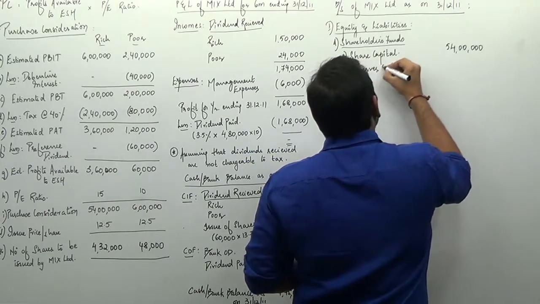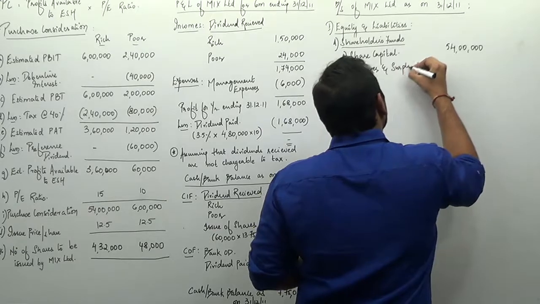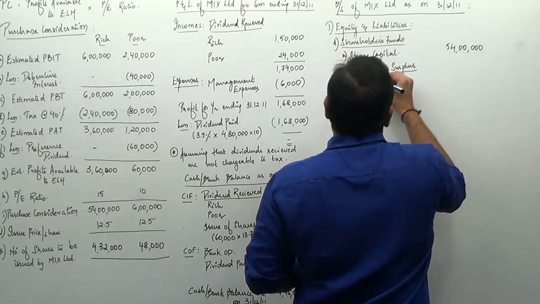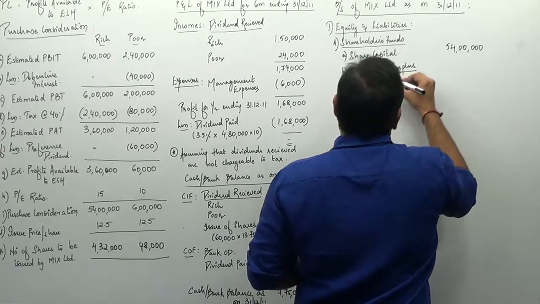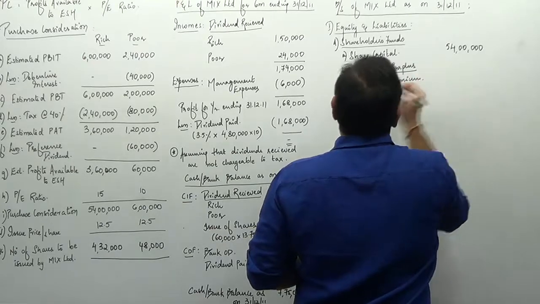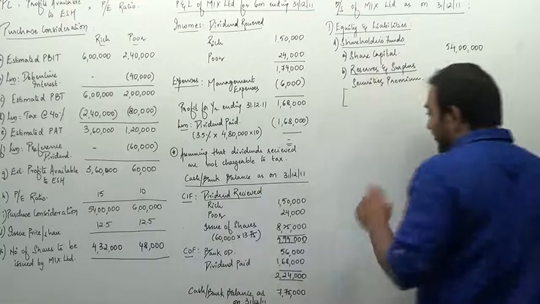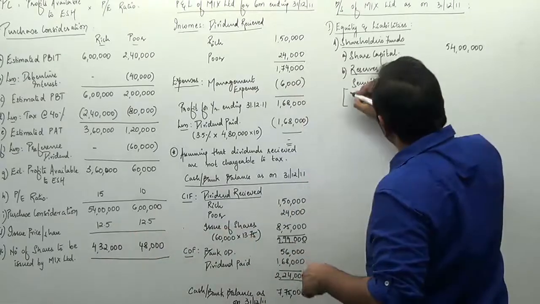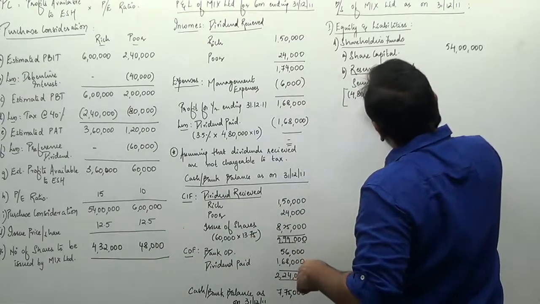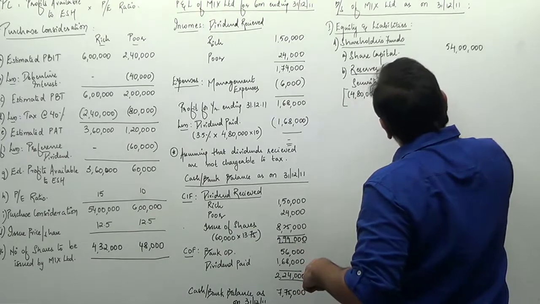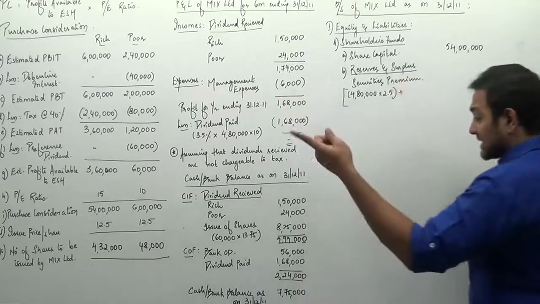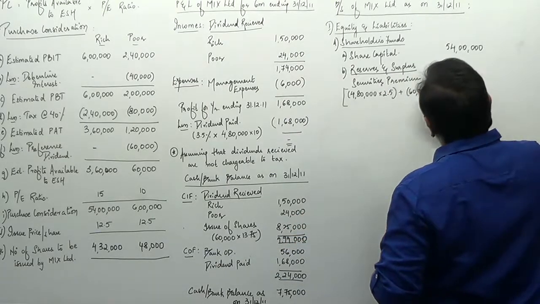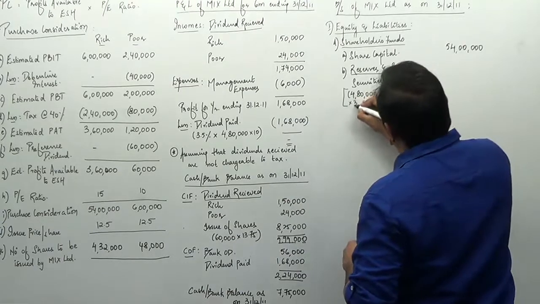My reserves and surplus: there is no P&L, but I have securities premium. What is the value of securities premium? Be careful. First, these 4,80,000 shares were issued at a premium of 2.5 each. I'll start with that. 4,80,000 shares into 2.50 rupees each. Plus, the 60,000 shares were issued at 3.75 premium. Add that also. 60,000 into 3.75 premium.